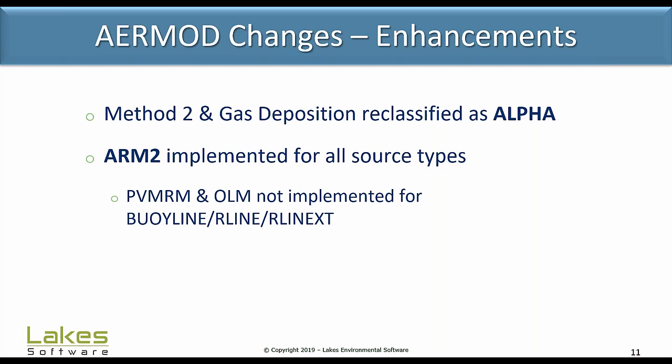ARM2 has been implemented for all source types, including the line, buoyant line, and the new R-line and R-line XT sources. However, the PVMRM and OLM Tier 3 NO2 conversion options have not yet been implemented for buoyant line, R-line, or R-line XT, so keep that in mind as you model NO2. And the urban option was applied to the buoyant line source. That had not been the case before.